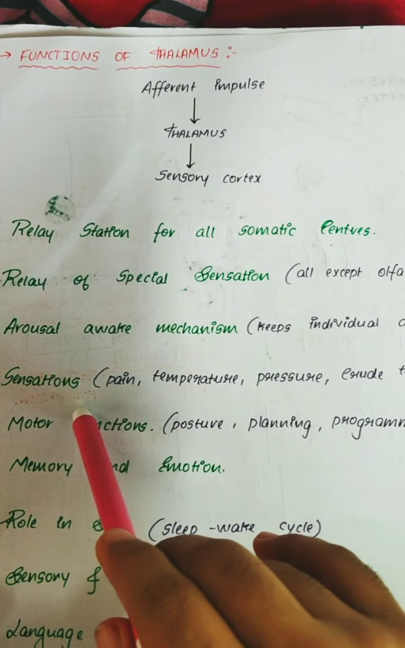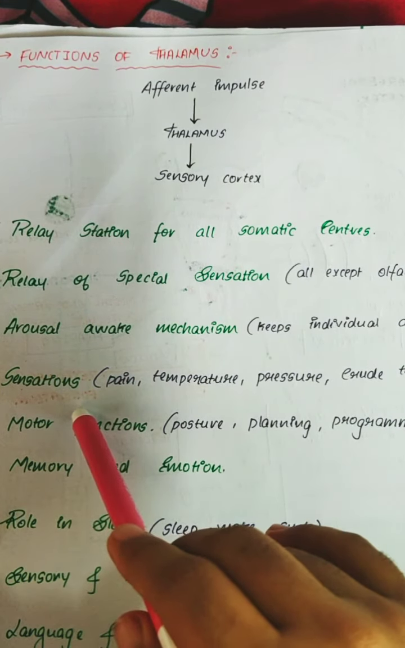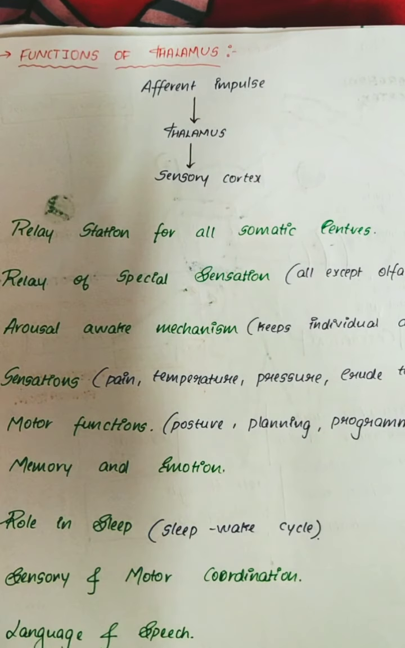It also plays a very important role in motor planning, PPP, that is programming, planning, posture. It is also an important site for memory and emotion. It also plays a very important role in the sleep-wake cycle, and in some of the sensory and motor coordination, language as well as speech. So these are some of the important functions of the thalamus.